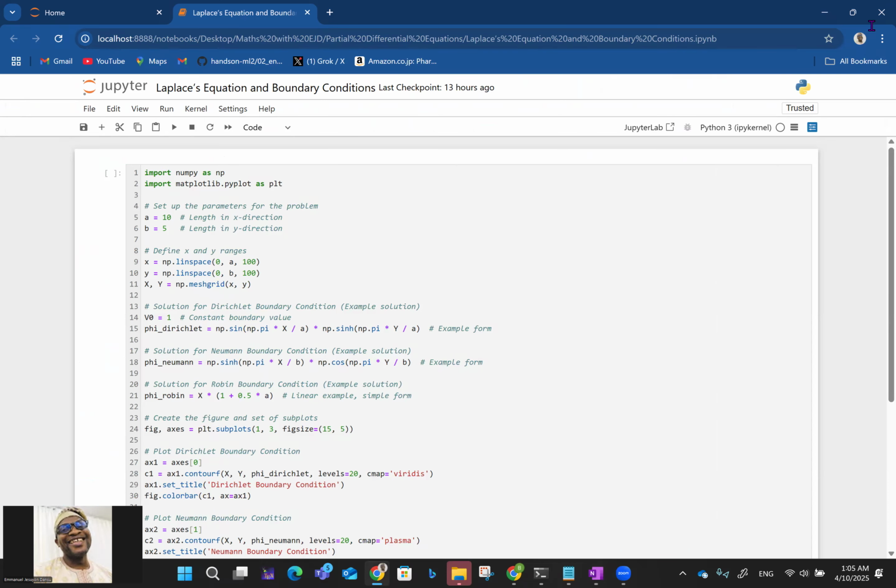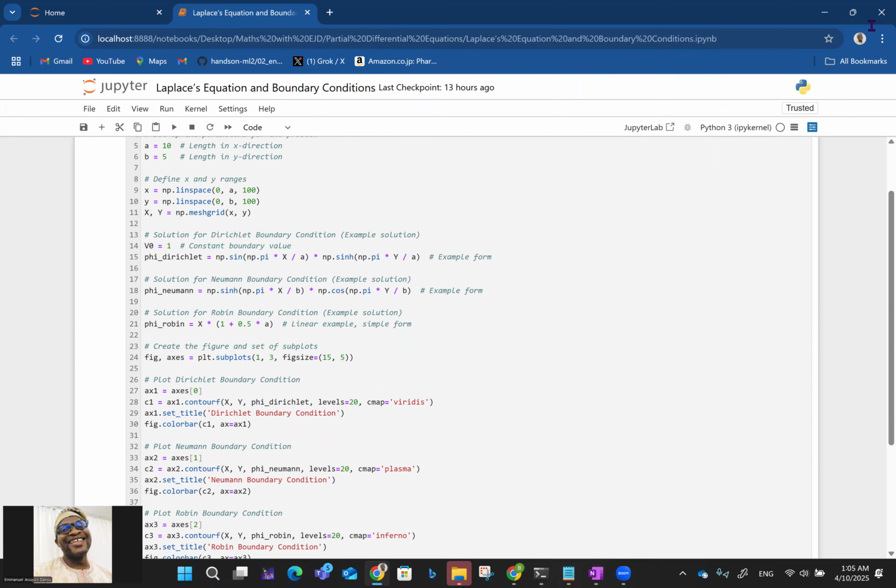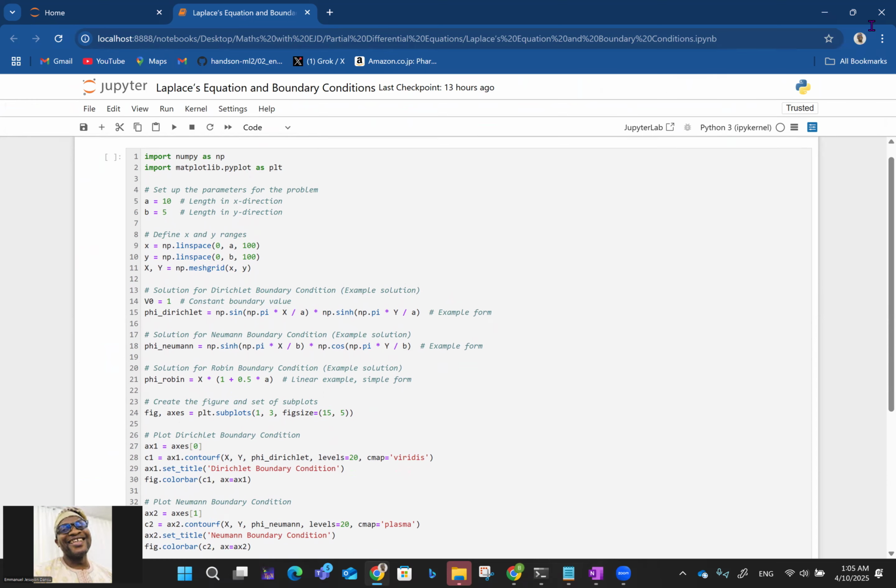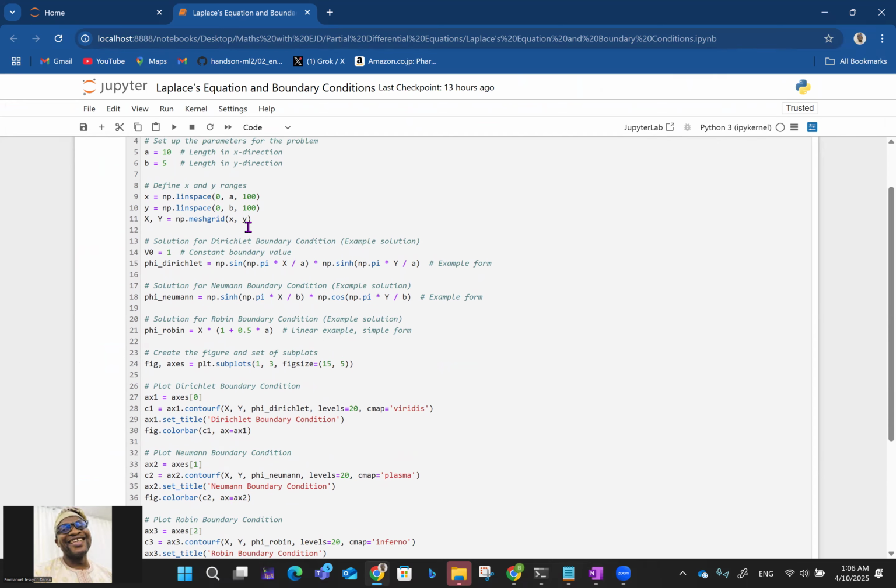So I have this code right here. Here we have length in x direction, which we take to be 10. Length in y direction, we take to be 5. We're talking about a rectangle which is 10 by 5 in nature. And then we define our x range from 0 to 100 divisions. Then we define a mesh grid for that.